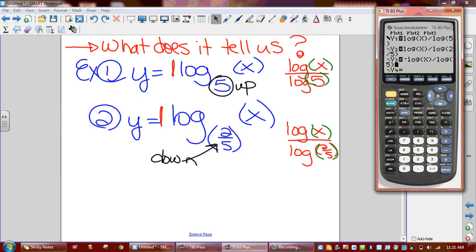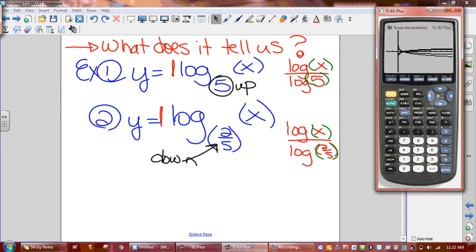If the guy right here is greater than 1, what should a -1 out front do? Make it go down. That's what it should do. Let's watch the third graph. Okay, where'd he go? He went right in between these because he's a complete reflection. He's not going up, he's going down because we put a negative sign in front of this one. That's the difference.